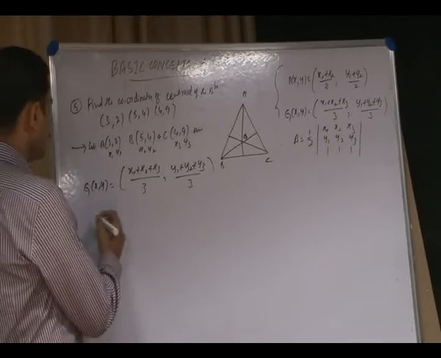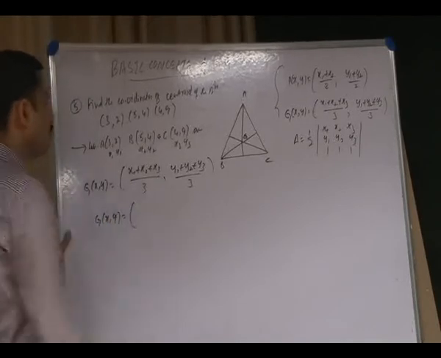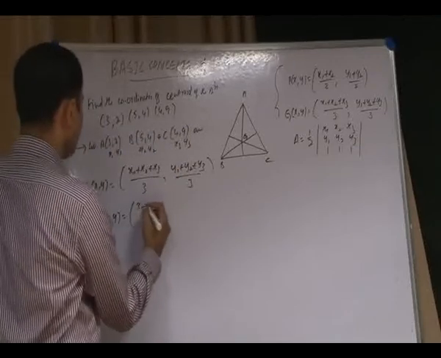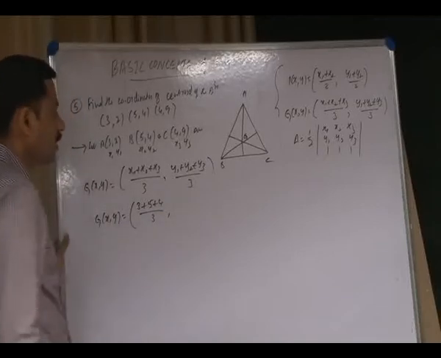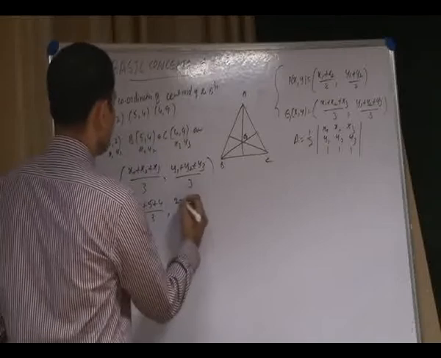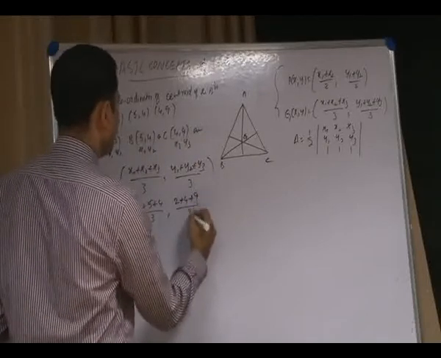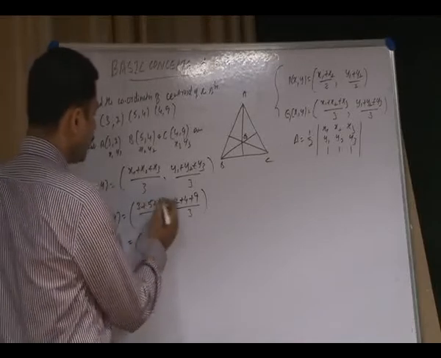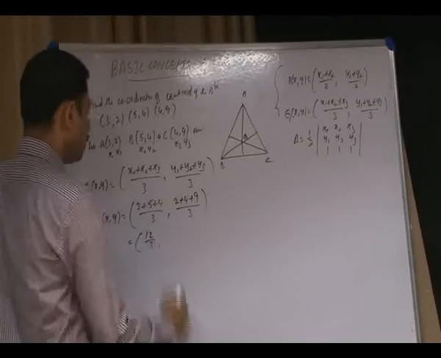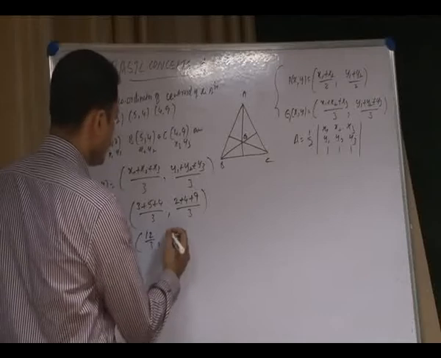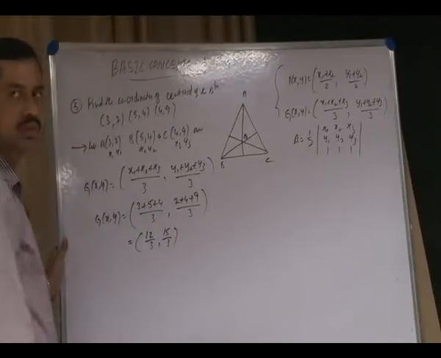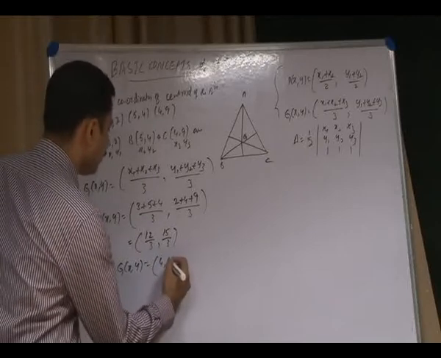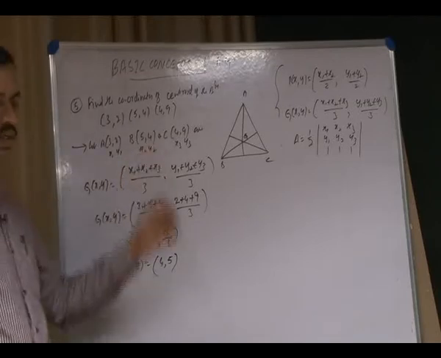So substituting in this, we get G(x, y) is equal to (x1 plus x2 plus x3), that is 3 plus 5 plus 4, divided by 3, comma y1 plus y2 plus y3, y1 is 2 plus y2 is 4 plus y3 is 9, divided by 3. Simplifying this, 3 plus 5 is 8 plus 4 is 12, divided by 3. Here 2 plus 4 is 6 plus 9 is 15, divided by 3. Dividing by 3, we get G(x, y) is equal to (4, 5).